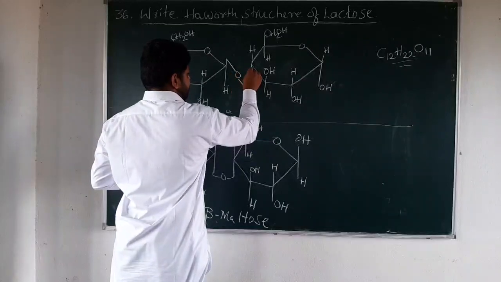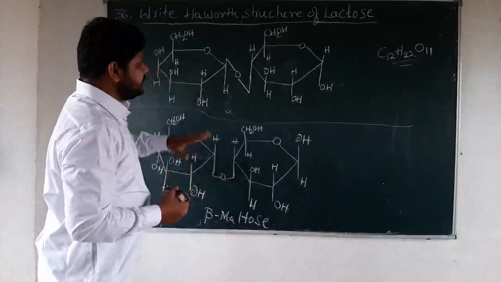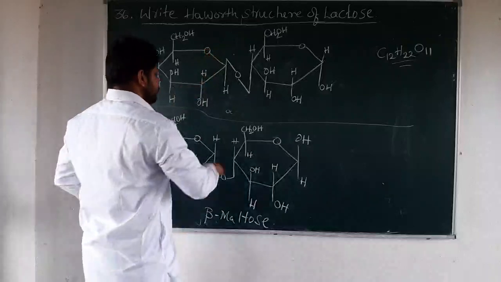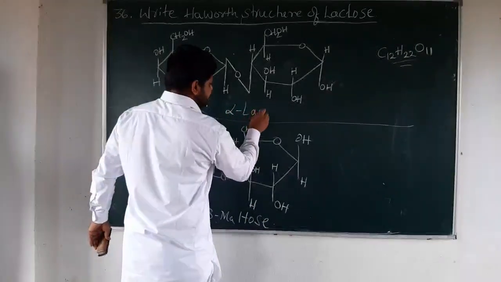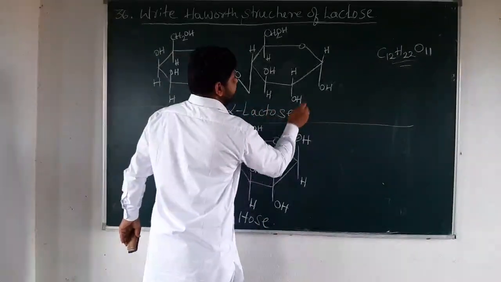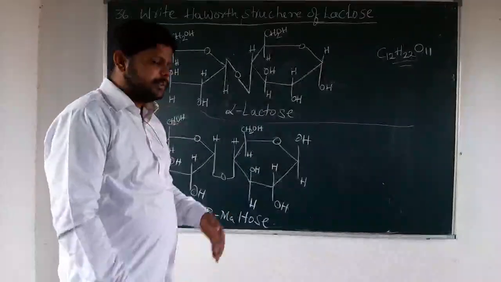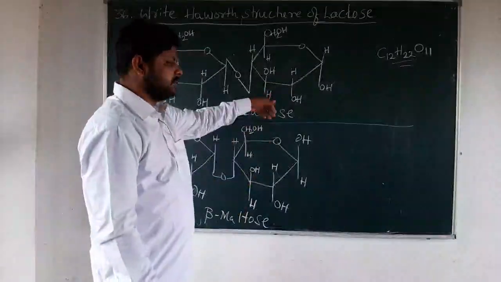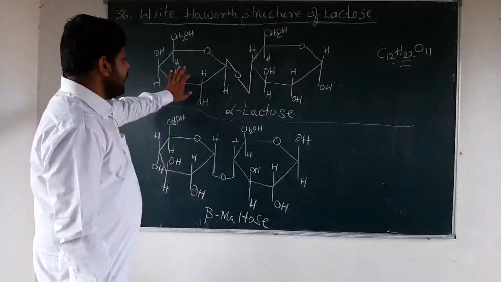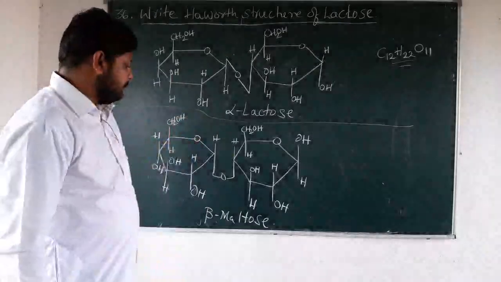O and one with this. Now this is the Haworth structure of alpha lactose. It's simple. If you can draw maltose, you can draw this lactose also, glucose and galactose. Alpha lactose. Now you want beta lactose.